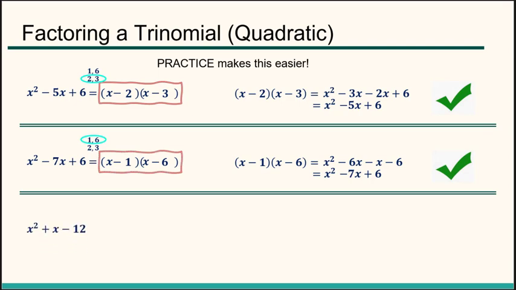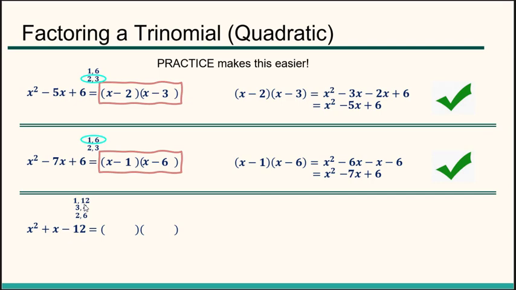Ooh, let's try x squared plus x minus 12. All right, so I'm going to need my parentheses. I'm going to need my factors of 12. There's a few of them. 1 and 12, 3 and 4, 2 and 6. I think that's all of them. Now, I need a plus and a minus. That's the only way I can get this minus sign right here. So I need a plus and a minus, so they're going to kind of subtract.